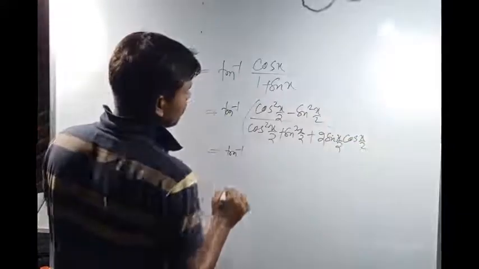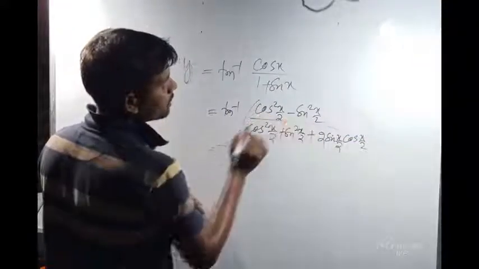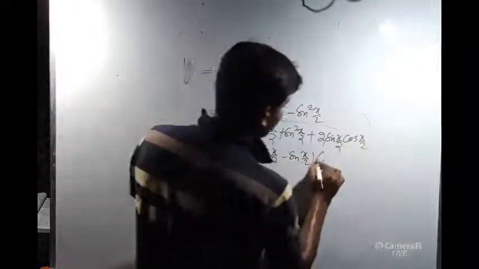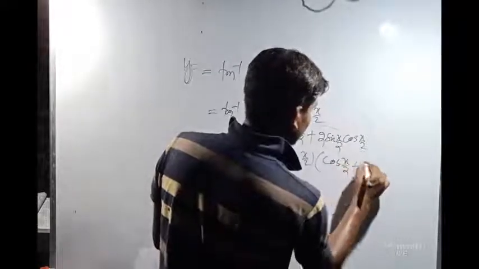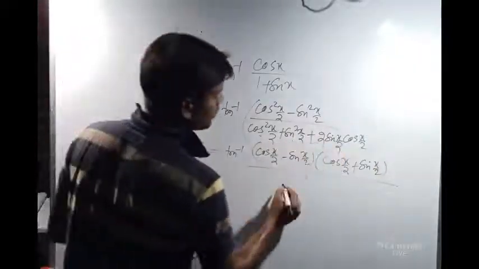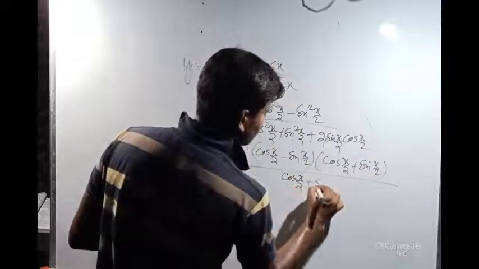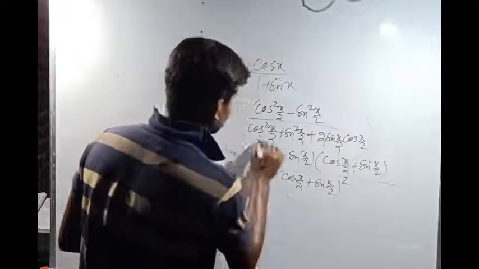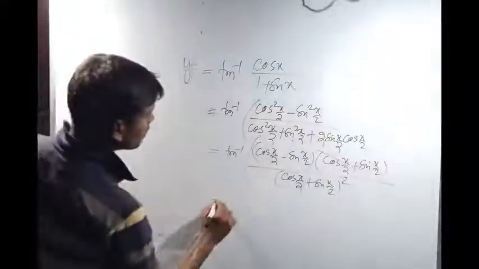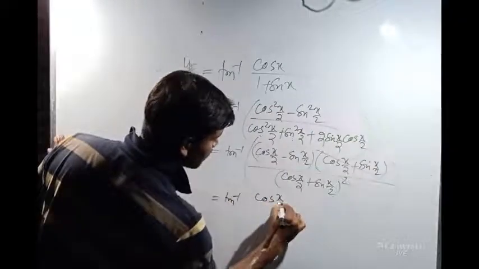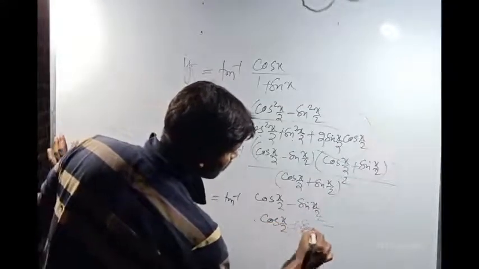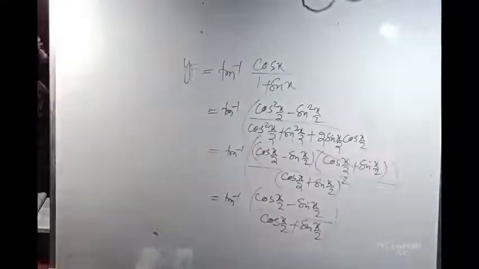Now tan inverse, here a square minus b square. This is cos x by 2 minus sin x by 2, multiplied with cos x by 2 plus sin x by 2, and divided by a square plus b square plus 2ab. This means cos x by 2 plus sin x by 2 whole to the power 2. Okay, then this cos x by 2 plus sin x by 2 is cancelled with this. Now this becomes tan inverse of cos x by 2 minus sin x by 2, divided by cos x by 2 plus sin x by 2. Okay.